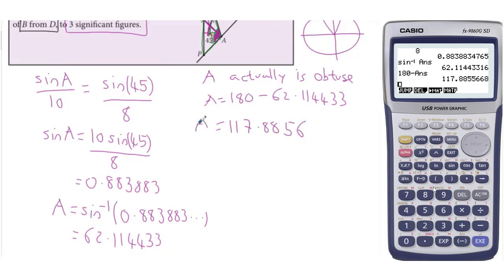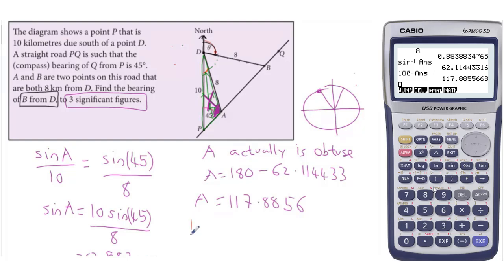So the red angle that we're going to use, the angle at D, is going to be 180 take away the angle we've just found, 117.88 dot dot dot. Also take away the 45. So the angles in a triangle. Well, we already knew that 180 take away the 117 bit is going to be the 62.11. So let's say 62.11443316. Take away 45. It's going to leave us a really small angle, which looks sensible from the diagram. So 17.114433.